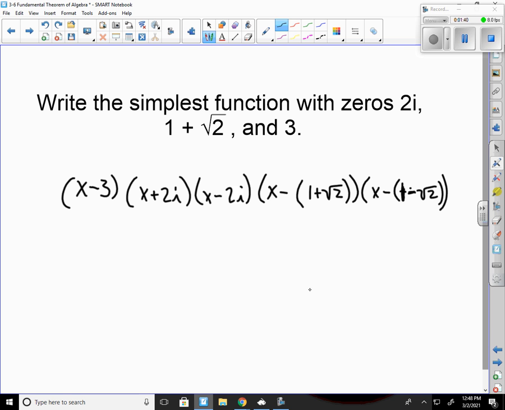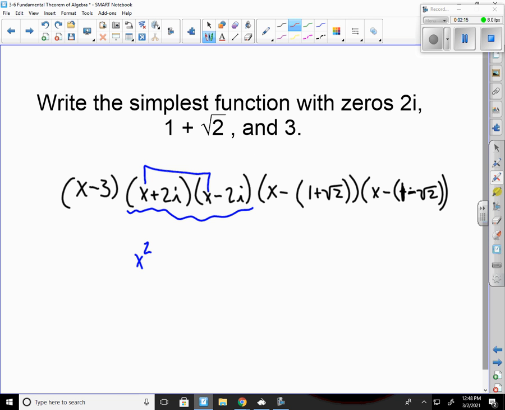Okay, so this starts by looking super complicated. The first thing we're going to do is multiply these out by each other. So x times x gives me x squared. The outer, doing x times negative 2i, gives me negative 2xi. The inner gives me positive 2xi. So negative 2xi plus 2xi cancels those out. So I don't even have to rewrite those. They're just gone.